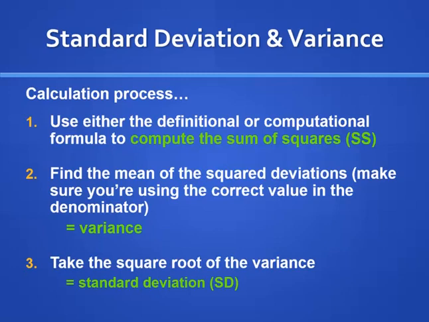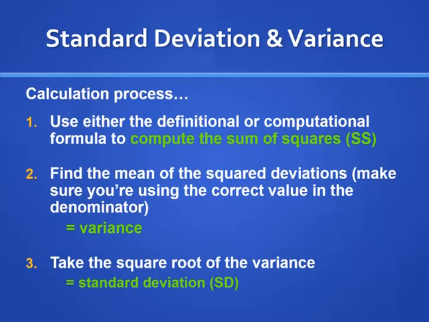So notice, every single score in our distribution is used to compute the standard deviation and the variance. With the range, we only use the most extreme scores, the two most extreme scores, the largest and the smallest. So again, standard deviation is going to give us our typical distance from the mean.